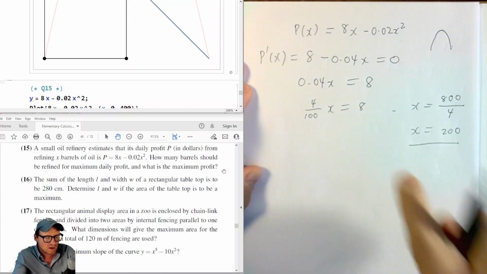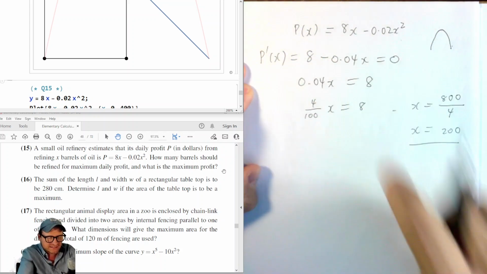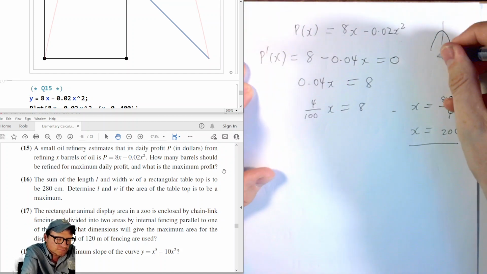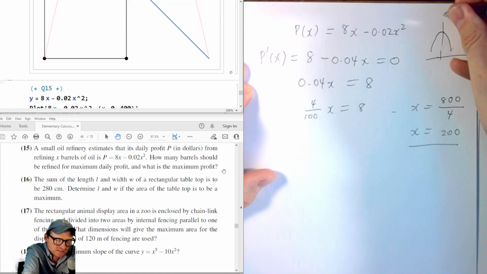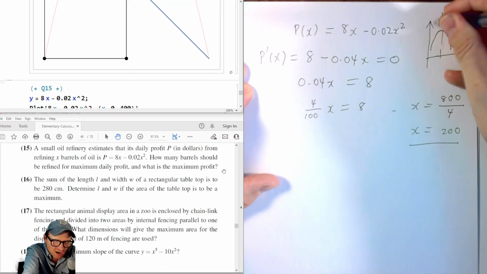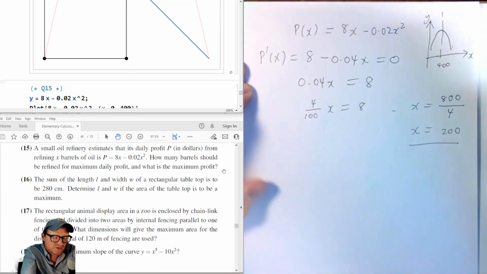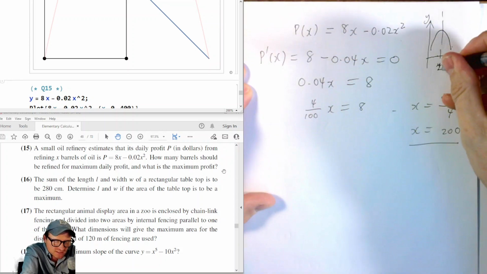Okay? Now, this is the only root of this linear equation here, right? And so this is our axis of symmetry, but then over here we've got the y-axis. So this occurs at 400. Sorry, at 200, isn't it? At 200.